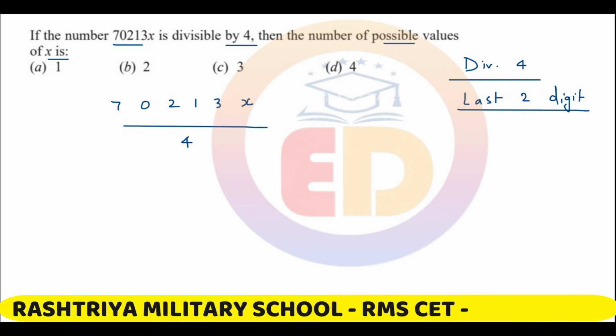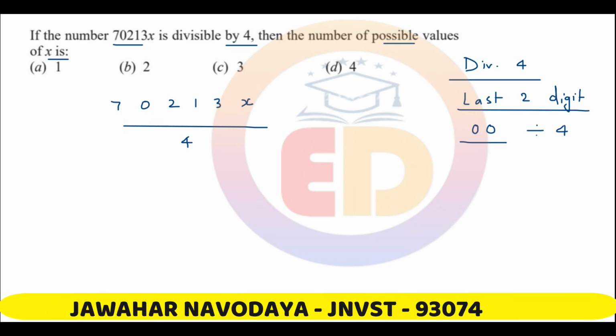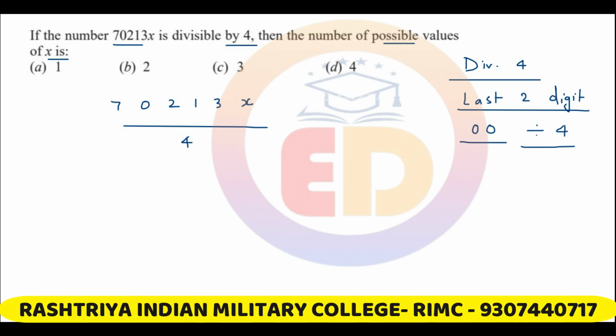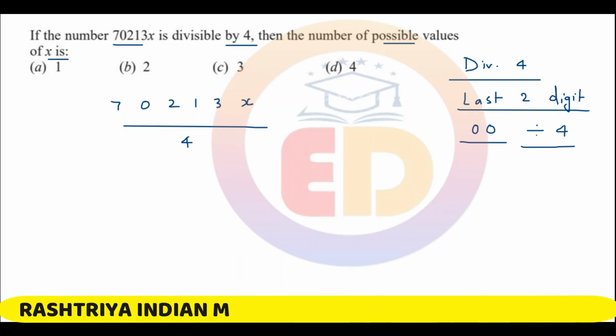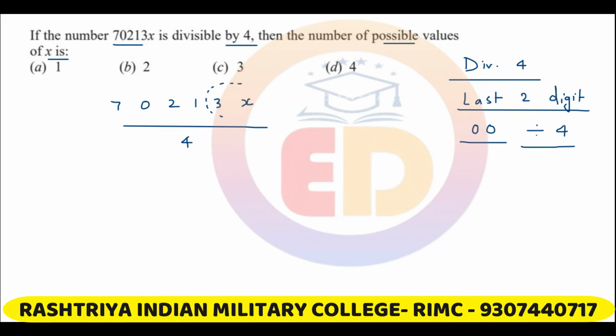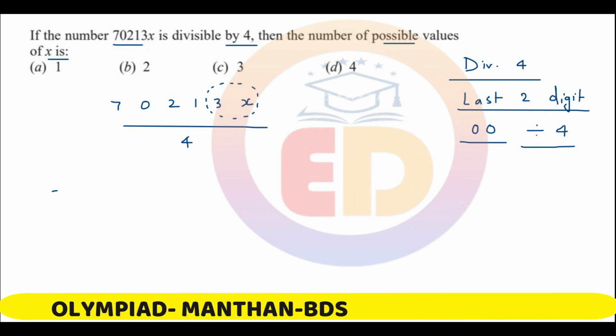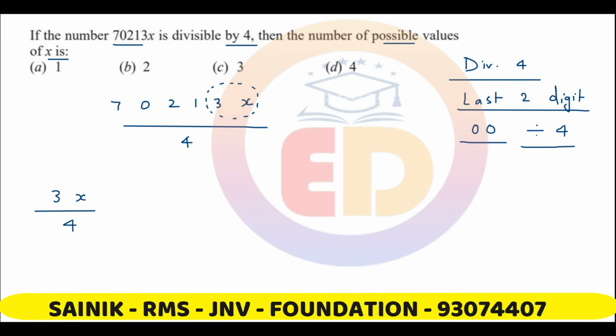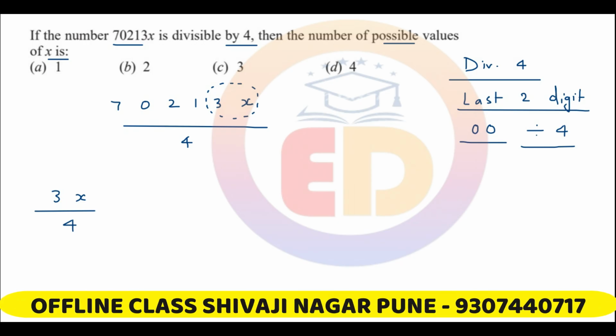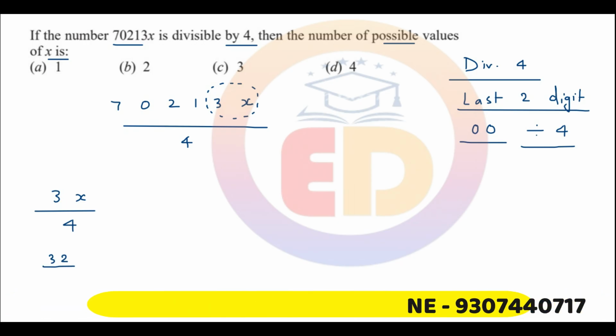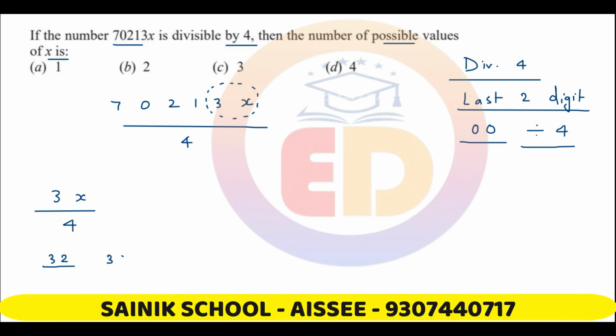That is the first rule. And if the last two digits are 0 and 0, then also the number is divisible by 4. Now in the question here, if this complete number has to be divisible by 4, then its last two digits, which are 3x, these two should be divisible by 4. Now when I go to the table of 4, the numbers will be 32, which is 4 8s, and 36, which is 4 9s.